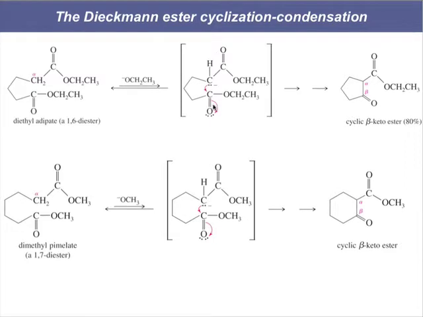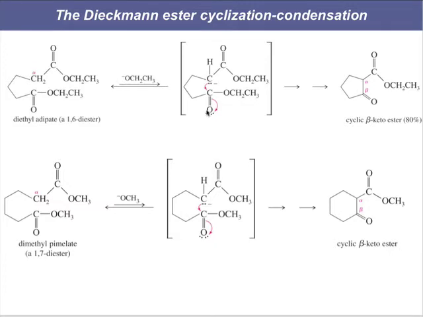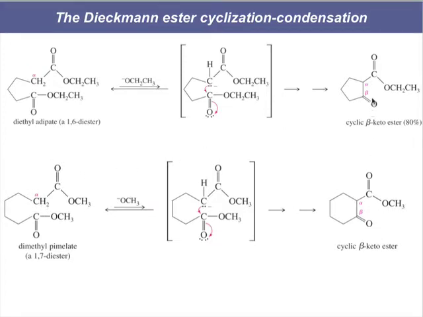That gets us a tetrahedral intermediate, which will collapse. And when it collapses, we'll regenerate the carbonyl and we'll generate the beta keto ester. In this case, though, because it was an intramolecular reaction, we end up with a cyclic product. Here's an example where instead of making a 5-membered ring, we make a 6-membered ring. In either case, because this is a Claisen condensation, we'll always get the beta keto ester as our product.